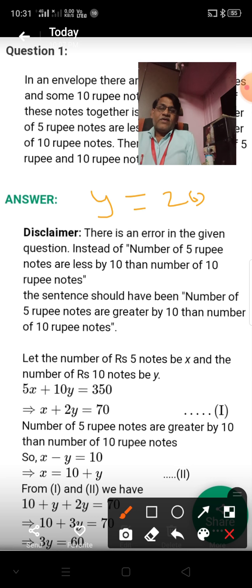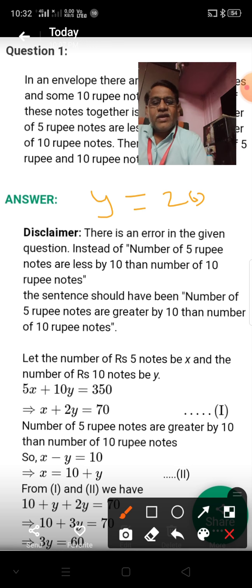It means the 5 rupees notes are 30 and the 10 rupees notes are 20. The number of 5 rupees notes is 30, and the number of 10 rupees notes is 20. So in this way the total amount is 350. Okay, so you have found the number of 5 rupees notes and the number of 10 rupees notes.